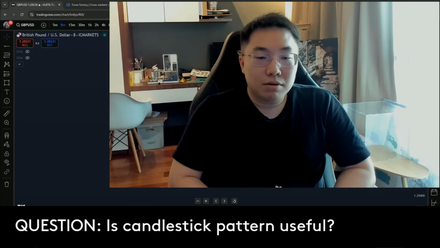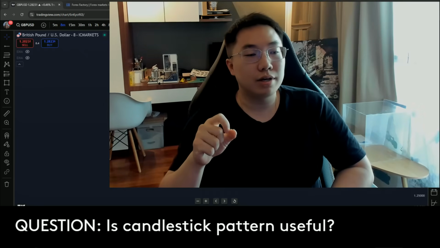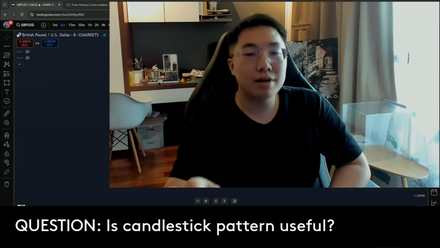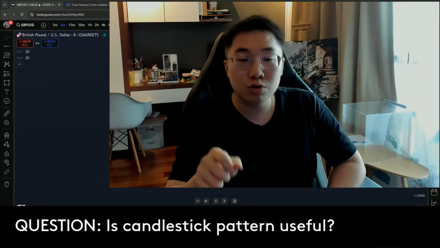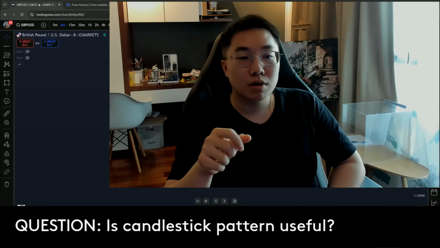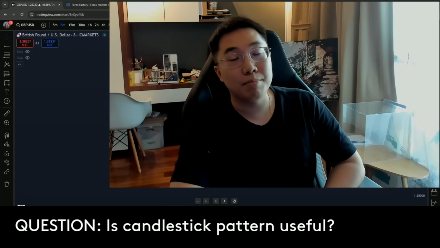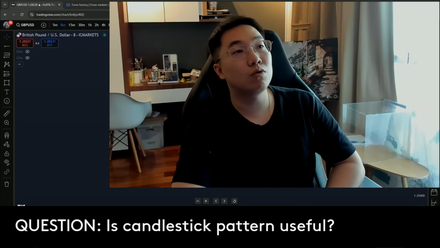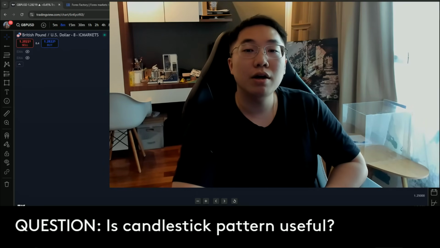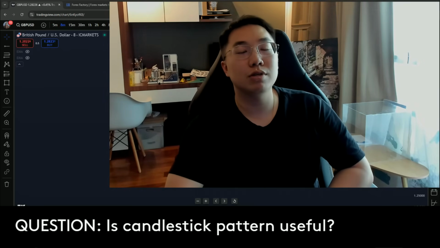So let's talk about a key discussion here, which is: are candlestick patterns actually useful or not? This has been one of the key questions that I believe, if you are someone who's been staring at the chart, you should be asking yourself.